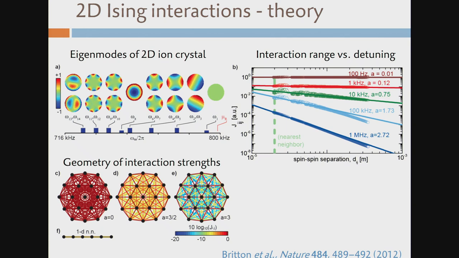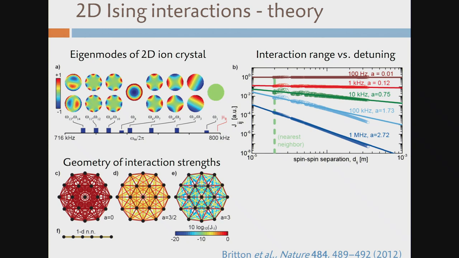For instance, for the case where the detuning is very, very small, then your power law is almost a constant, so A is almost equal to zero. And then the interaction is the same between all ions. And as you increase your detuning, then you approach this asymptotic inverse cubed law, where the strongest interaction is with the nearest neighbors, and then it decays as 1 over distance cubed.